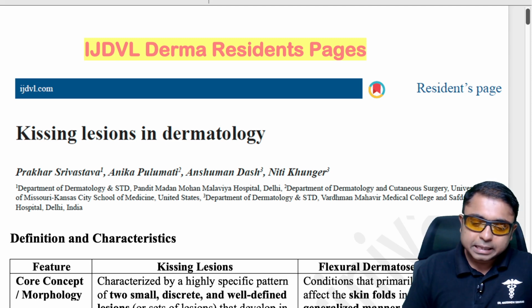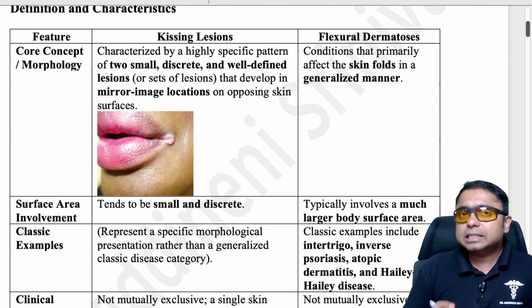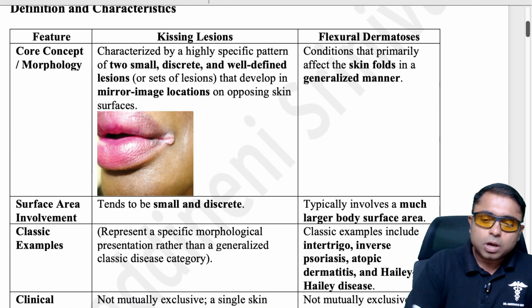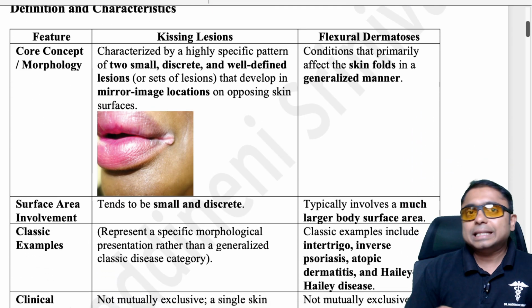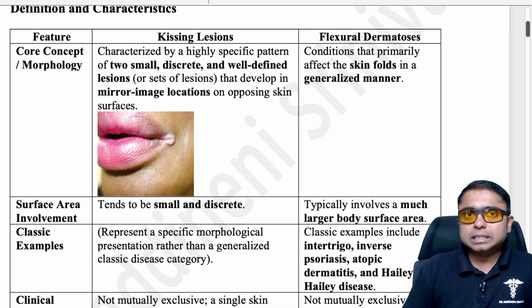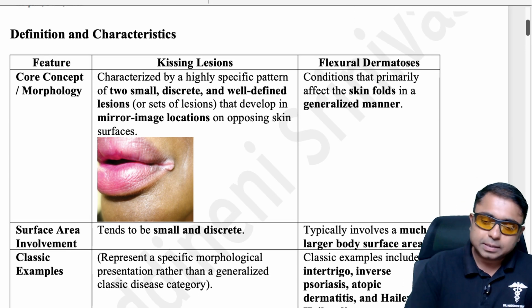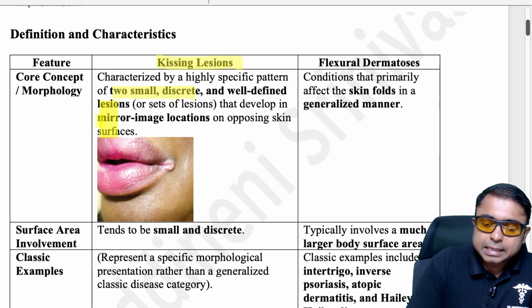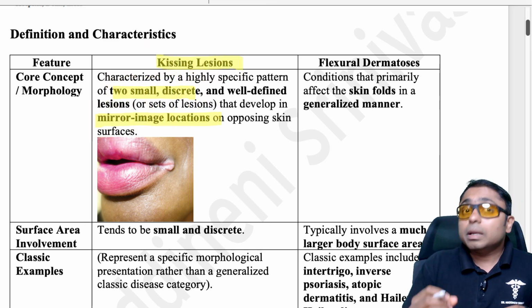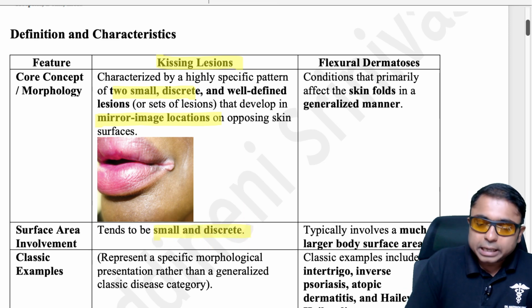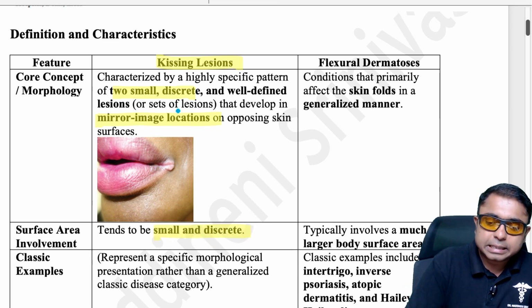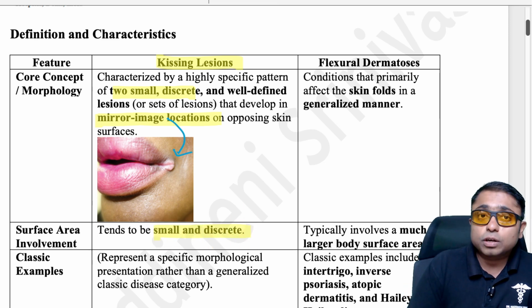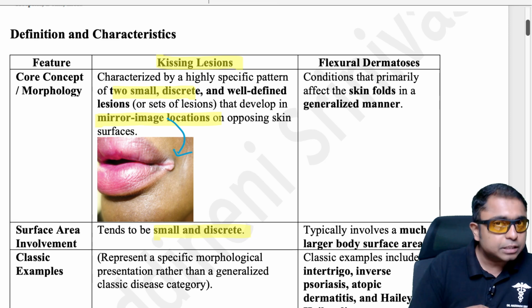So let us begin the discussion with the differences between the kissing lesions and the flexural dermatosis. By looking at these terms, it may appear that both are one and the same, but there are some subtle differences. For example, in kissing lesions, as you can see, the lesion size is very small and they are in mirror image locations, small and discrete, as you can see in this picture. This is a patient of syphilis having this kissing lesion.